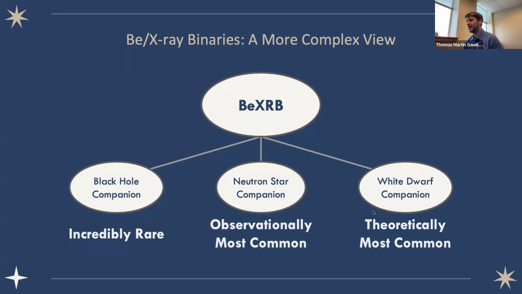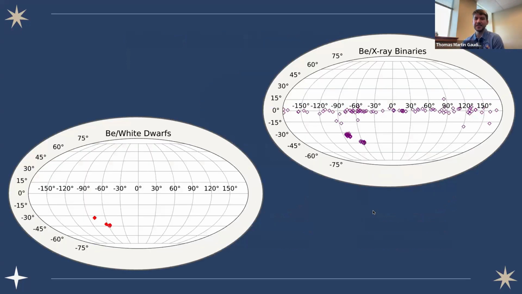If you were to plot a distribution of all of the BE neutron star systems we found on the sky versus the distribution of all the BE white dwarf systems on the sky, well, you get something that's a little bit surprising. We see on the right that our BE neutron star systems are pretty much everywhere. We find them all over the galactic plane. We have large populations in both the Large Magellanic Cloud and the Small Magellanic Cloud. In contrast, well, we very rarely see BE white dwarfs.